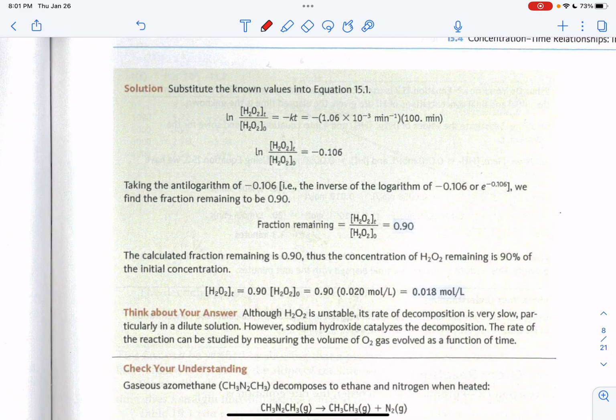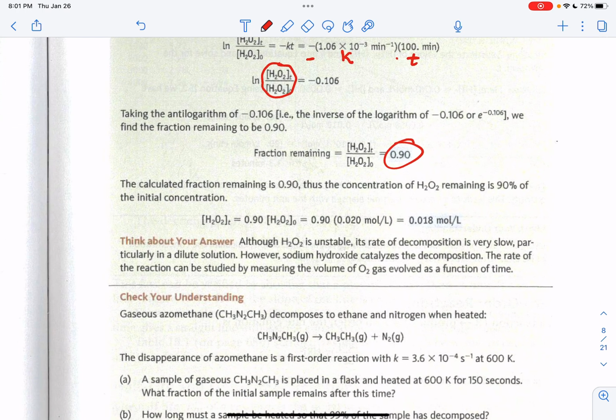So here we're just taking the natural log of this whole fraction right here. You could just as well just call it x. The natural log of x equals a negative 0.106. And that number, of course, came from multiplying K times the time, and don't forget that negative sign. So we get a fraction of 0.9, which means that after 100 minutes, I still have 90% of my initial concentration, and 10% of it has decomposed.